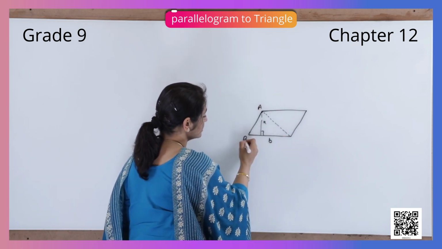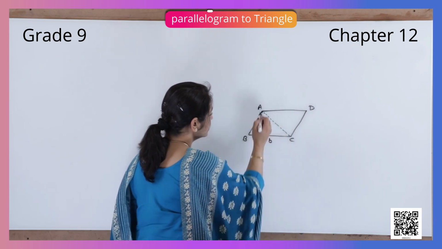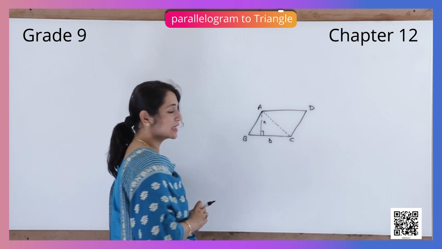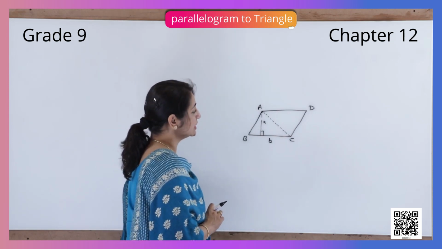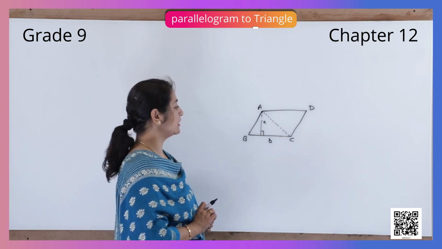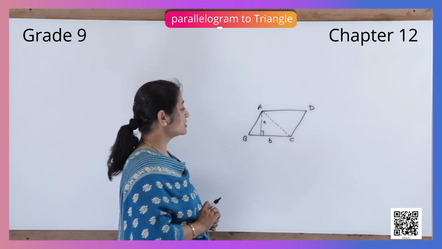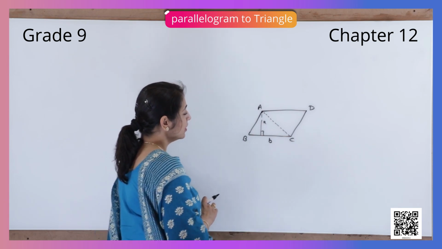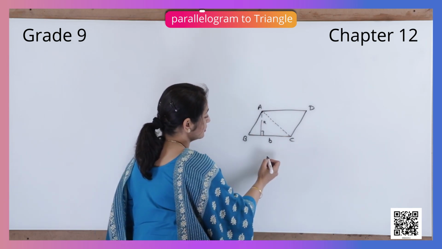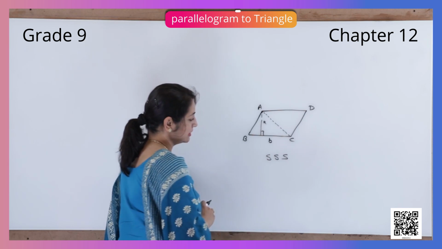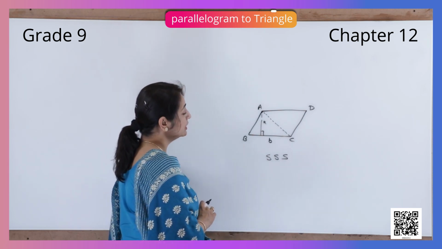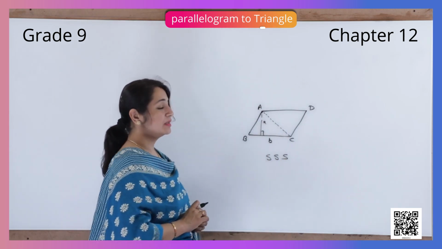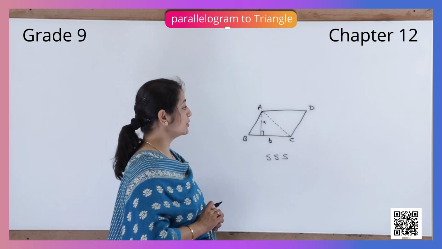Suppose this is A, this is B, C and D. So ABC is the first triangle and CDA is the second triangle. And we know that these two triangles will be equal in area. Why? We can cross check it by cutting it from this center. Also, we can use the theorem SSS. By the SSS congruency rule, we will see that triangle ABC is congruent to triangle CDA. Thus, the area of ABC will be equal to the area of CDA.